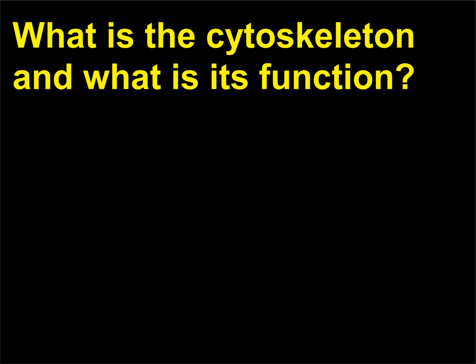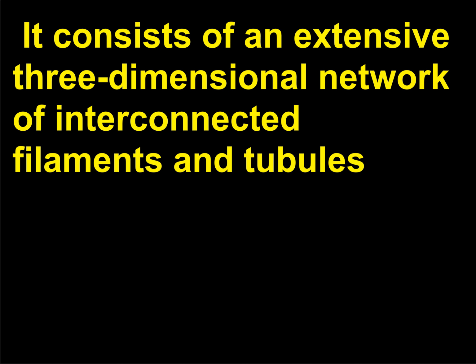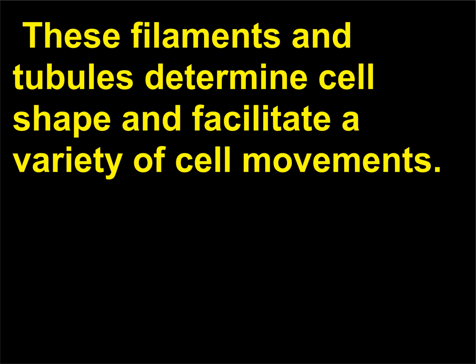What is the cytoskeleton and what is its function? The cytoskeleton is a structural feature of eukaryotic cells that was revealed by advanced microscopy. It consists of an extensive three-dimensional network of interconnected filaments and tubules that extends throughout the cytosol, from the nucleus to the inner surface of the cell membrane. These filaments and tubules determine cell shape and facilitate a variety of cell movements.